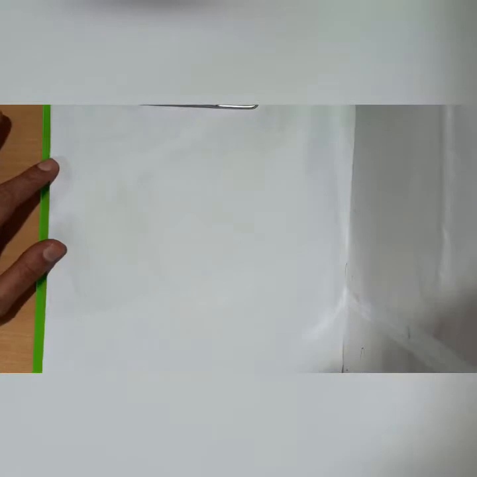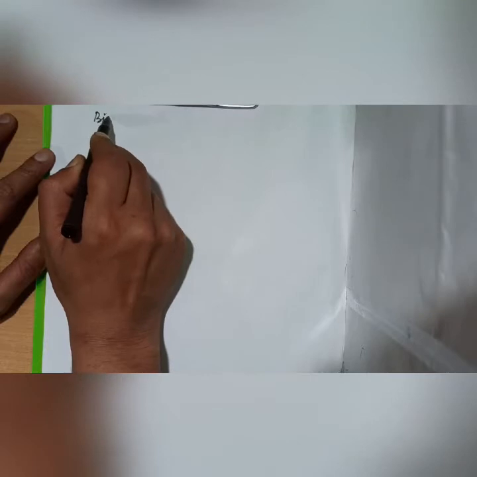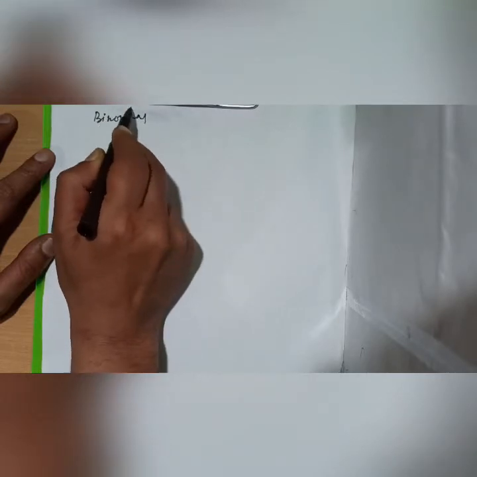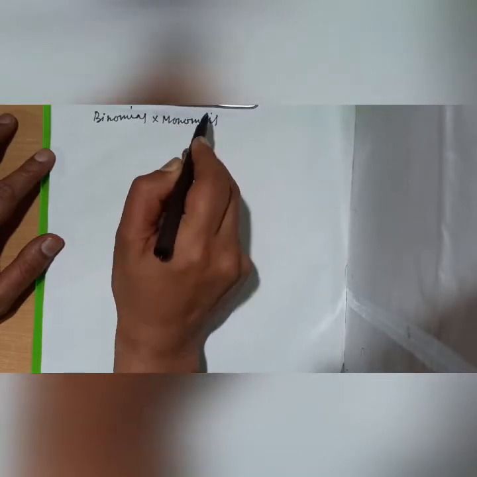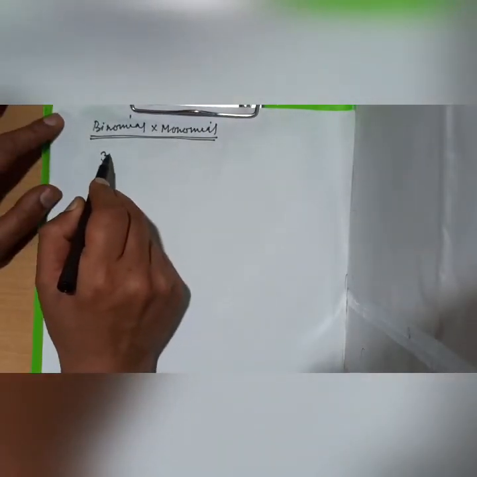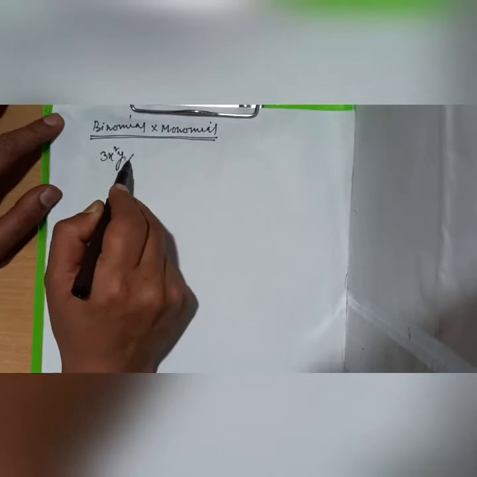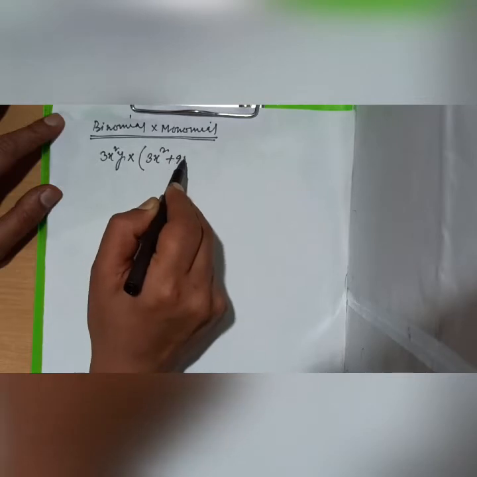Let us see multiplication of binomial into monomial, and this is also a very simple multiplication. Here we use the distributive property of multiplication. Let me take an example. Say for example, this is a monomial 3x square y. If I have to multiply this one with a binomial 3x square plus 9y, so this is a very simple multiplication where we use the distributive property.